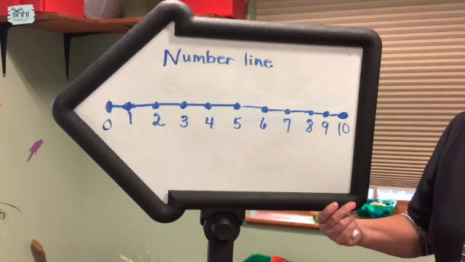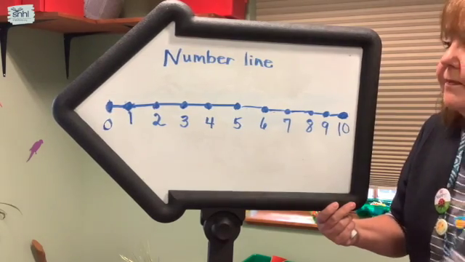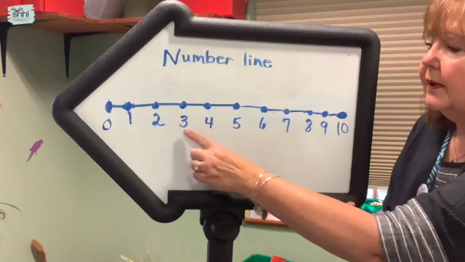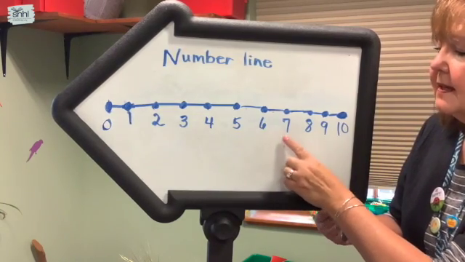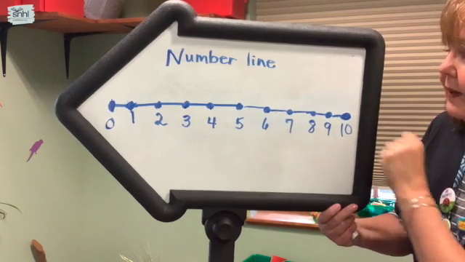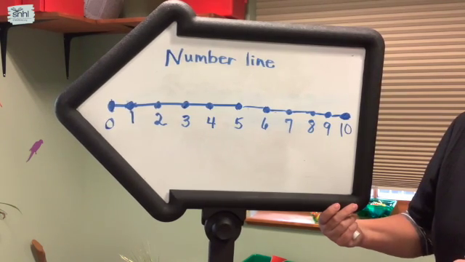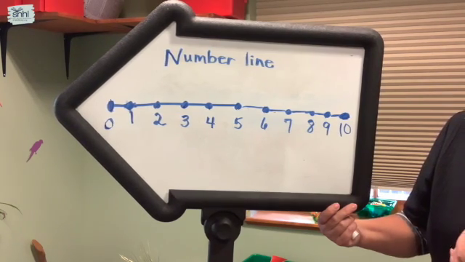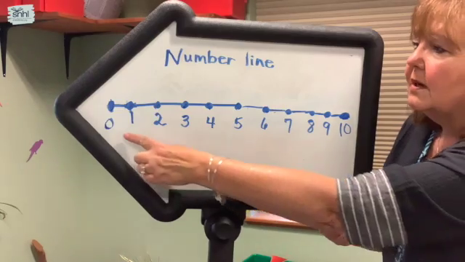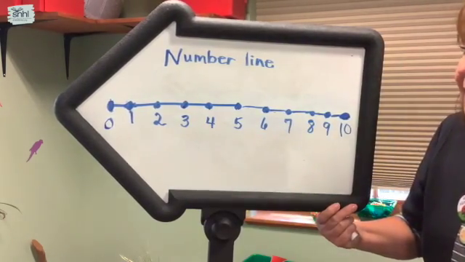What number comes after the number 7? After the number 7. 0, 1, 2, 3, 4, 5, 6, 7. What number comes after the number 7? The number 8. Let's use the word after again. What number comes after the number 1? Alrighty, let's count. 0, 1. After is 2. There we go.